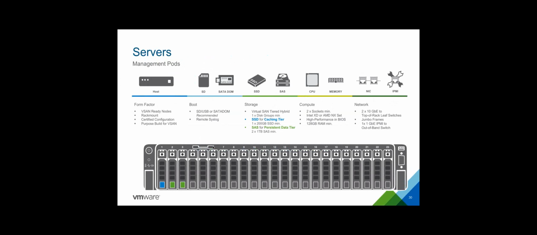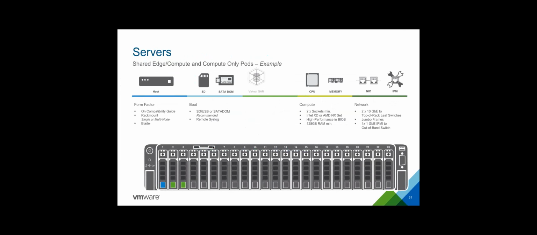2 sockets, you can use Intel or AMD if they're still around. Set high performance in the BIOS, and a minimum of 128 gigs of memory per host today. It may increase in the future. And then 2 10 gig uplinks to the top of rack switches. We do enable jumbo frames on the switch as well as the distributed switch and the VM kernel ports, and your 1 gig connectivity for your IPMI or BMC controller for the out-of-band management.